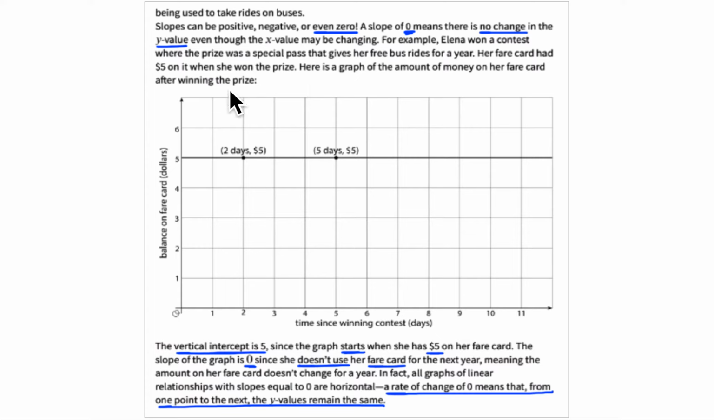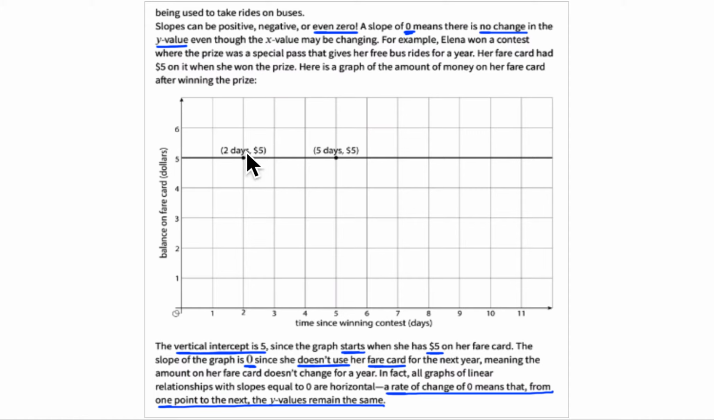So in this case, Elena won a contest at a carnival where she got $5 put on her fare card for taking free bus rides for a year. So her fare card has $5 on it. So what happens for the first few days? Actually, she doesn't use her fare card for the next year. So the first few days, what it shows is after 2 days, she still has $5 on the card. After 5 days, she still has $5 on the card.